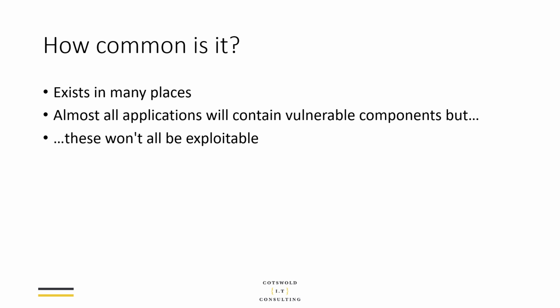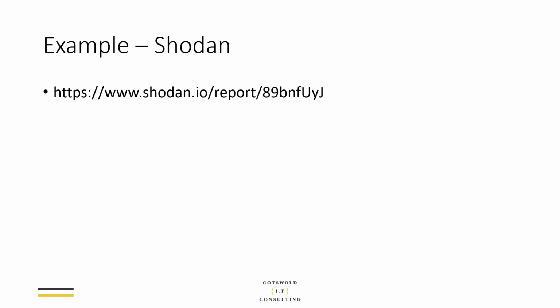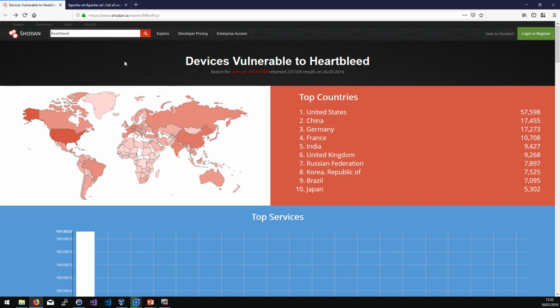And I just want to show a couple of examples really of how easy these things can be discovered. The first one is a search engine called Shodan, and it's primarily designed for finding Internet of Things devices. I'll show you another example in a second, but this is actually a page that's linked from the OWASP Top 10 document. So if you want to find this link, you can find it there. And it's a historical report taken from 2016, so nearly 3 years ago, about devices that are vulnerable to the Heartbleed vulnerability.